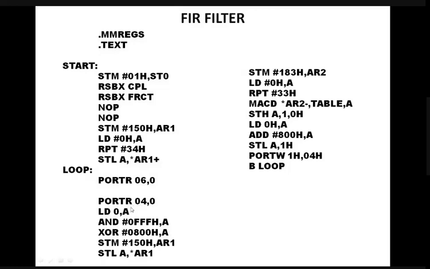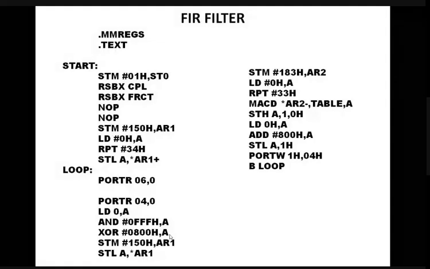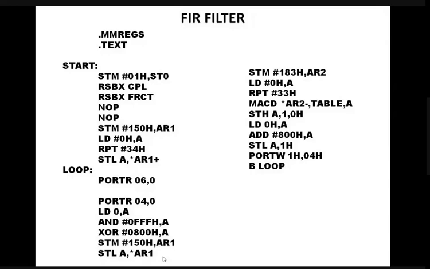After that, loading that sample to the accumulator, and the ADC is a 12-bit ADC. So you are ANDing the content of the accumulator with the immediate constant 0FFF, which takes only the 12-bit analog-to-digital converter value in the accumulator. Then you are XORing with 800. Why are you XORing with 800? Because you are pre-scaling, as I told you. I'll let you know later.